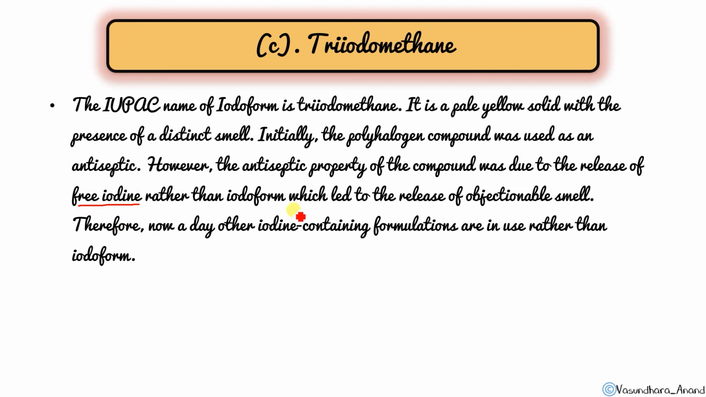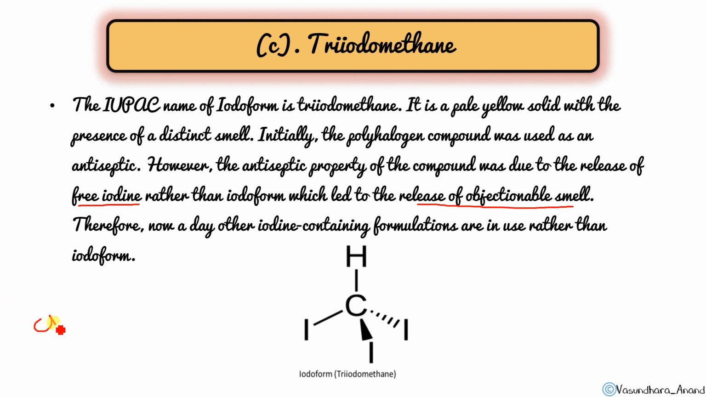Okay. Therefore, what happens later? This was releasing a gas with an objectionable smell, a strange smell it has. So that's why nowadays other iodine containing formulations are in use rather than the iodoform. Okay, and iodoform, you know that it is CHI3, and you have done the iodoform test also, and the compound which has a CH3CO group, isn't it? The compound which has a CH3CO group directly or coming after oxidation gives the iodoform test in presence of I2 and NaOH, isn't it? So that's why it can be used for detection also.